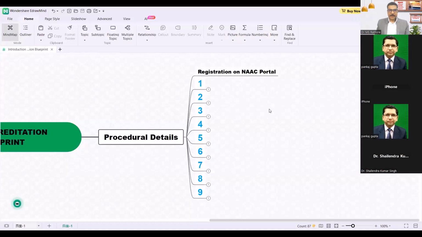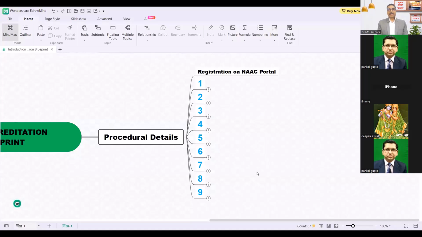So let me share my screen with you. Can anybody please confirm whether you are able to see my screen? Yeah, thank you, Sina ji. Thank you, Rajni ji. Thank you, Dr. Sapsi. Yeah. So including the registration, there are 10 major key steps for the NAAC accreditation process, and I am going to share these procedural details with you.